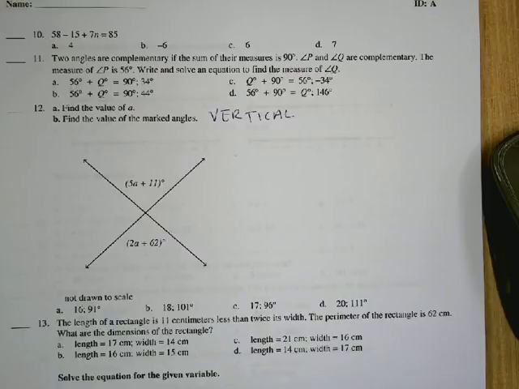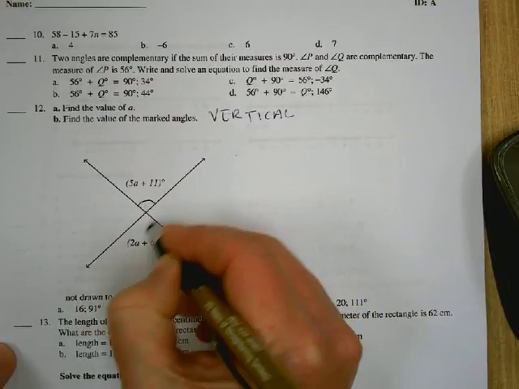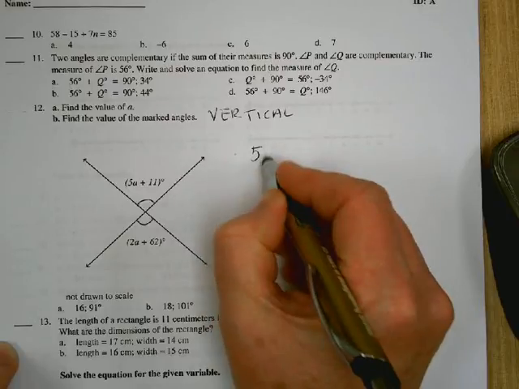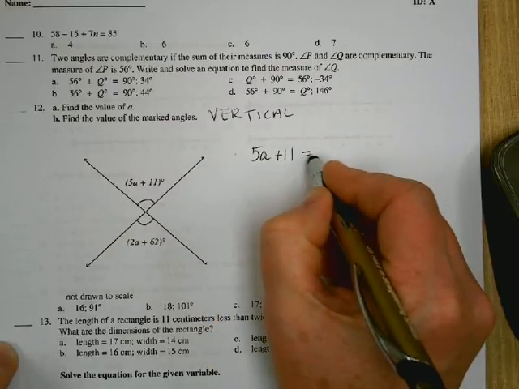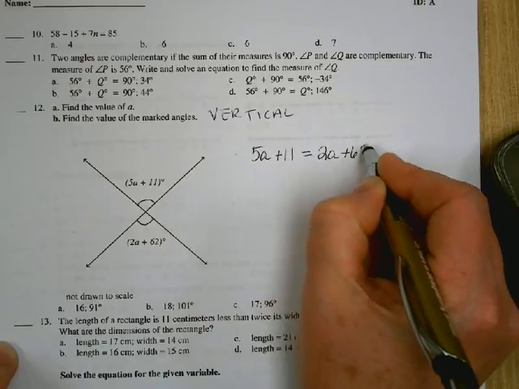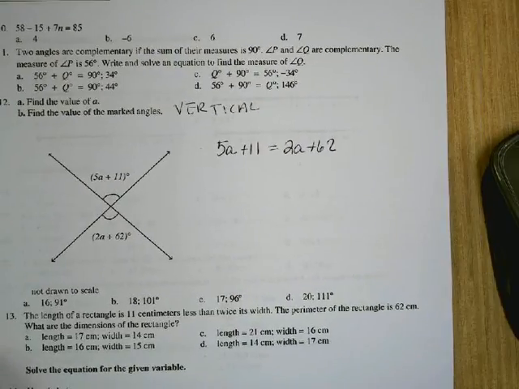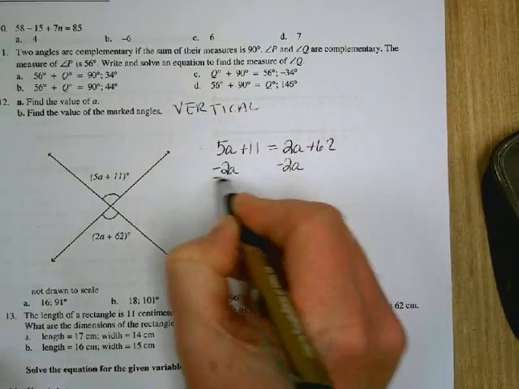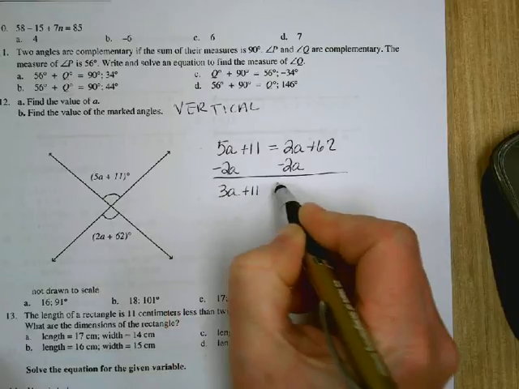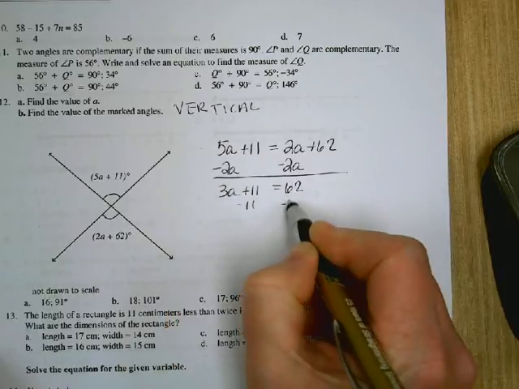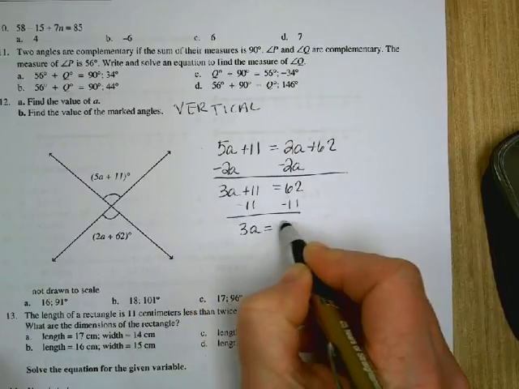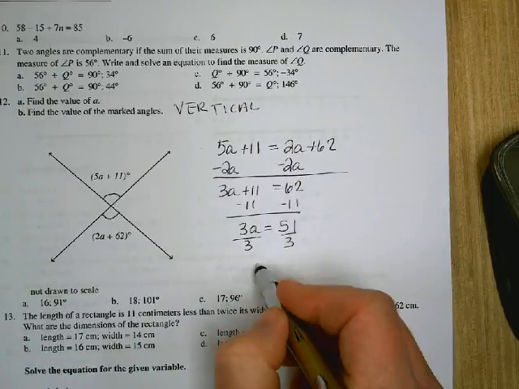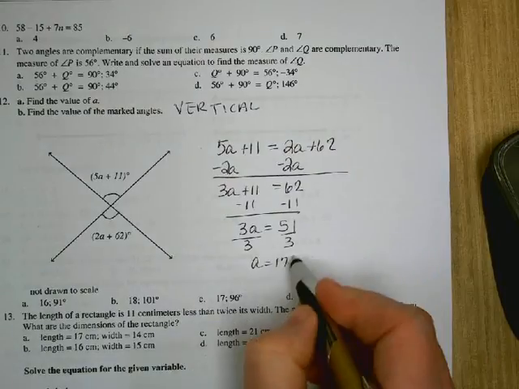Okay? So if I tell you that this angle and this angle are equal, how can you use algebra to find the value of A? 5A plus 11 has to equal 2A plus 62. And then we solve our equation. Subtract 2A from each side. 3A plus 11 is 62. Subtract 11. 3A is 51. Divide by 3. A is 17. So A is 17.